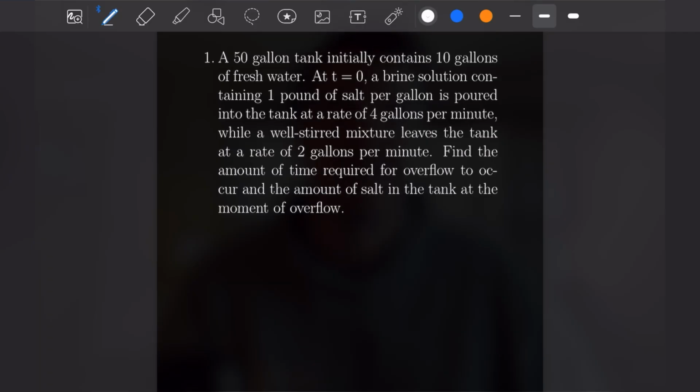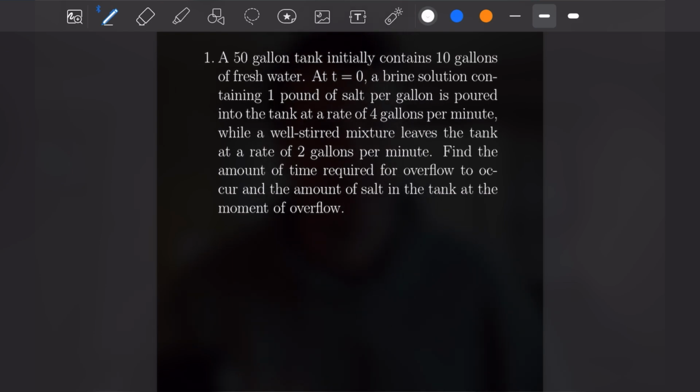So our first example is a mixing problem, and let me go ahead and read that problem. It says, a 50-gallon tank initially contains 10 gallons of fresh water. At t equals 0, a brine solution containing 1 pound of salt per gallon is poured into the tank at a rate of 4 gallons per minute, while a well-stirred mixture leaves the tank at a rate of 2 gallons per minute. Find the amount of time required for overflow to occur and the amount of salt in the tank at the moment of overflow.